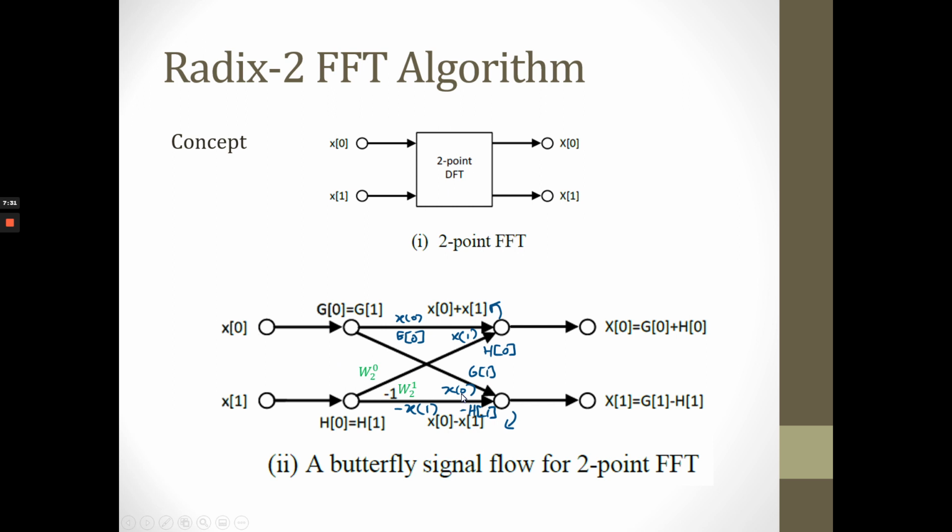This structure may be simplified by factoring out a term W^k_N from the lower branch. In this case, X1 is the lower branch. The complex exponentials multiplying with hk are called twiddle factors.